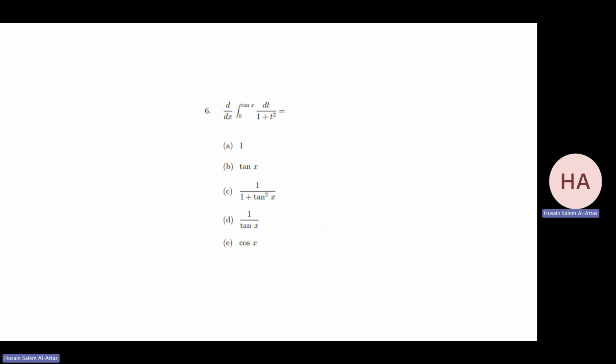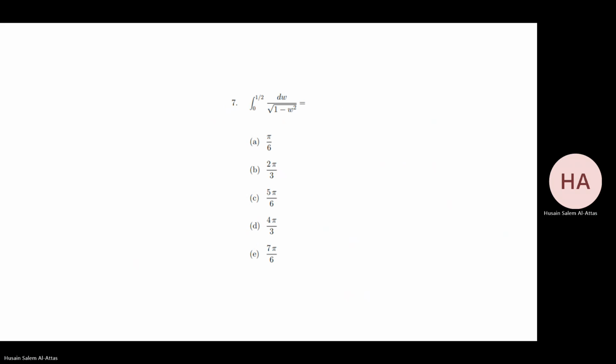Okay. Fundamental Theorem of Calculus, that will be what? 1 over 1 plus tan x square, derivative of tan, which is secant square. So that gives me secant square over secant square, which is 1. Okay. This one, easy one, that will be sine inverse of x from 0 to half. Sine inverse of half, that will be pi over 6 minus 0, which is pi over 6, which is this.